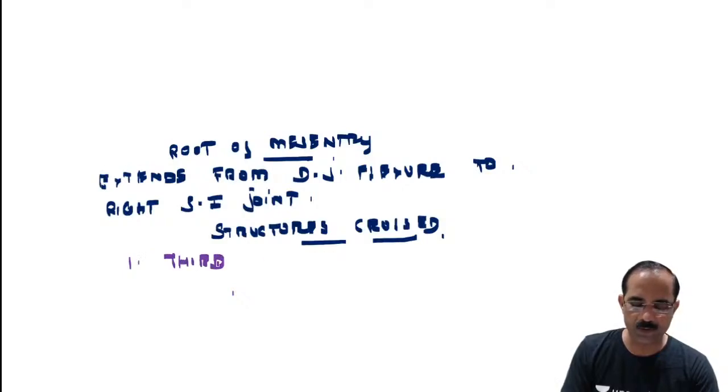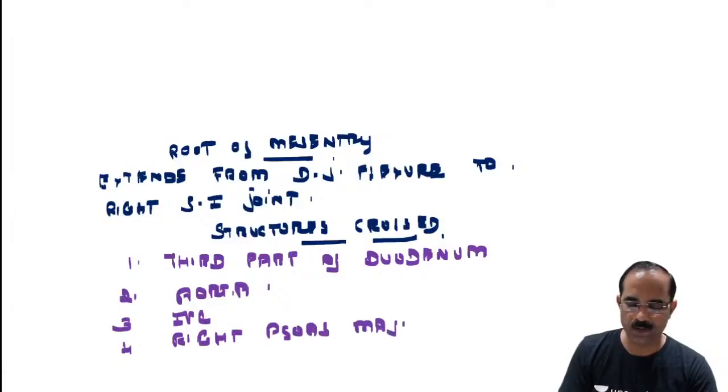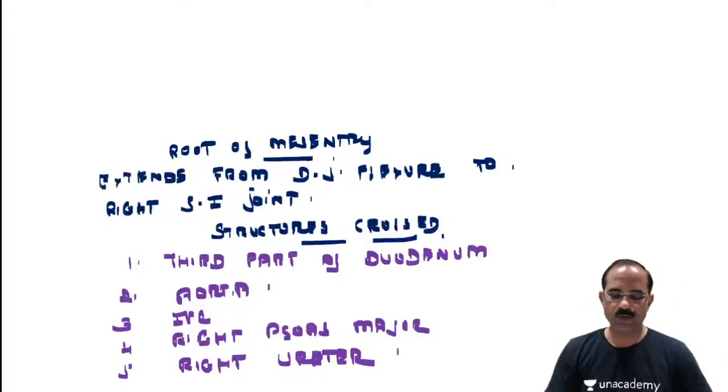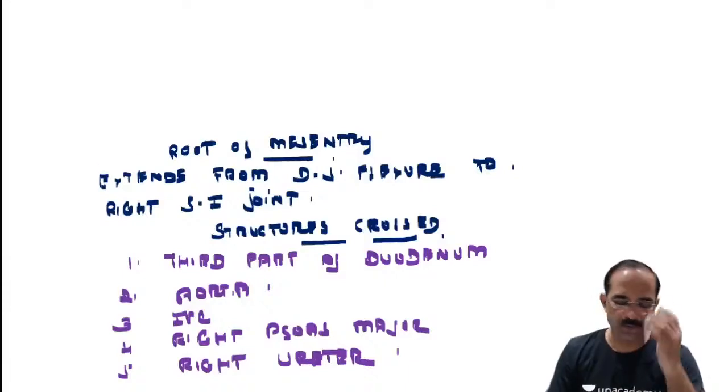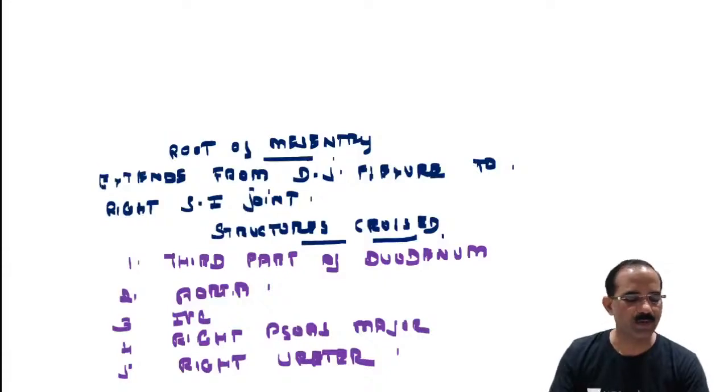Third part of duodenum, aorta, IVC, right psoas major, right ureter. That's it. So structures crossed by the root of mesentery are the third part of duodenum, the aorta, the IVC, the right psoas major and the right ureter.